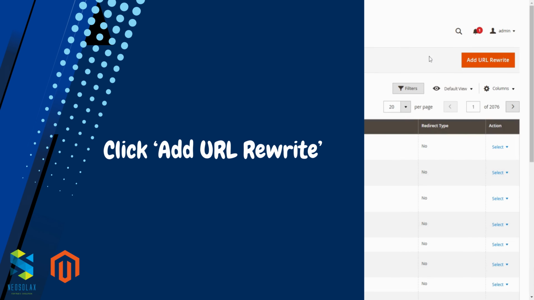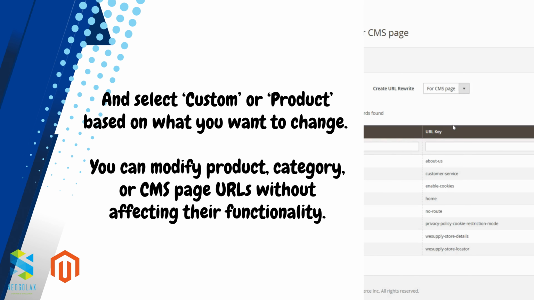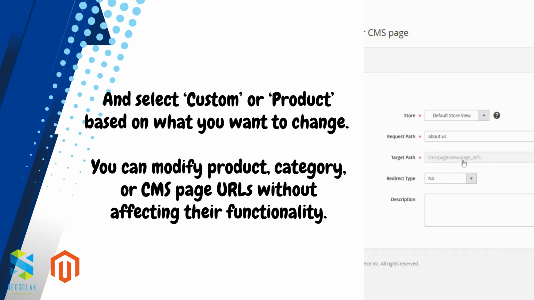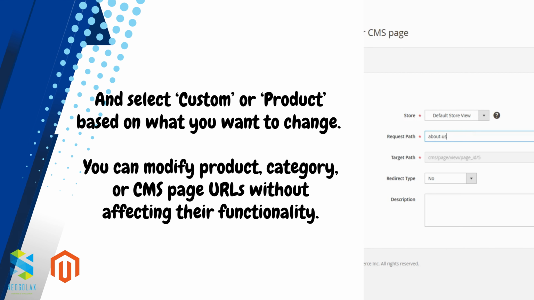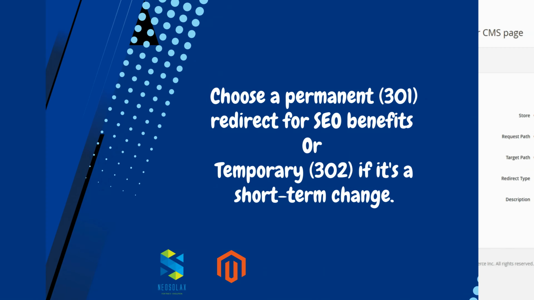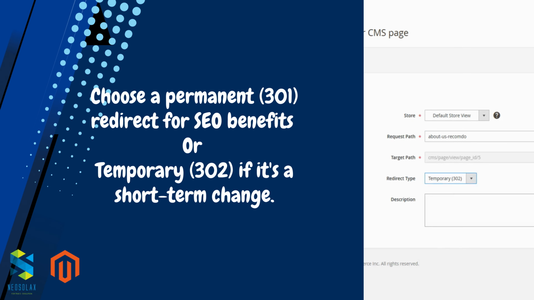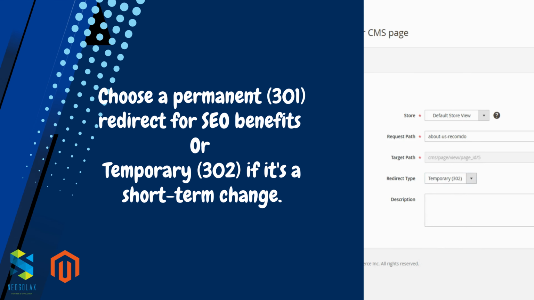Click Add URL Rewrite and select Custom or Product based on what you want to change. You can modify product, category, or CMS page URLs without affecting their functionality. Enter the request path and the target path. Choose a permanent 301 redirect for SEO benefits or temporary 302 if it's a short-term change.